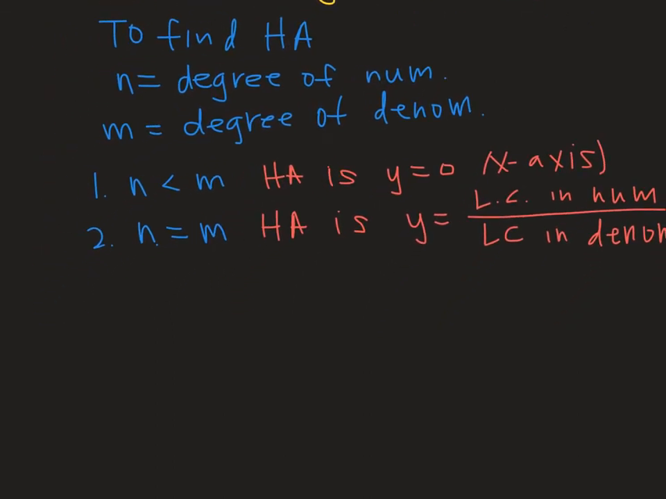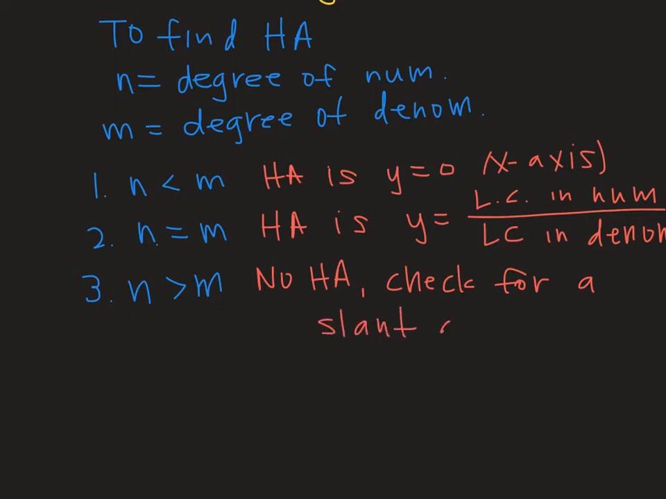All right, third case is the only other thing that can happen: n is greater than m. The degree in the numerator is greater than the degree in the denominator. Well, in this case, there is no horizontal asymptote, but we need to check for a slant asymptote. We are not going to go into that today. That's going to be for another video. Okay, so those are our 3 cases.